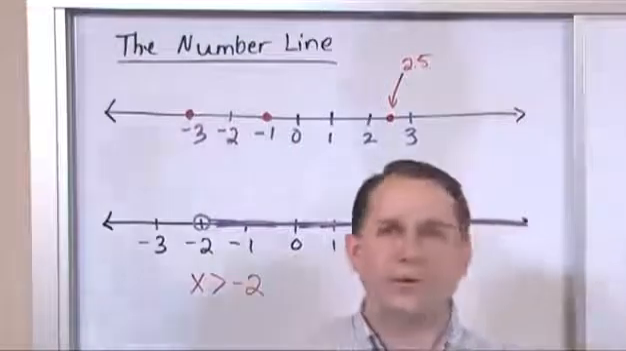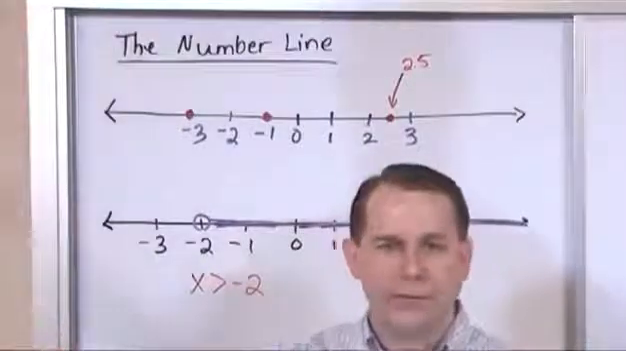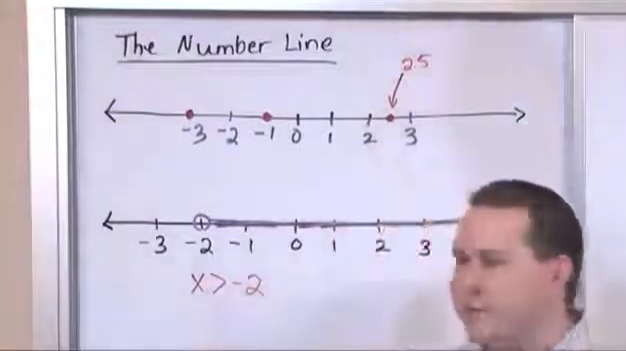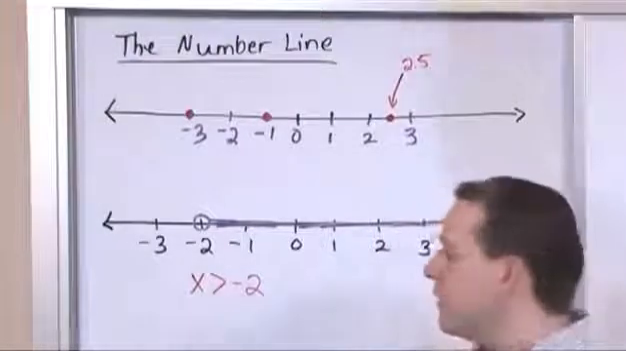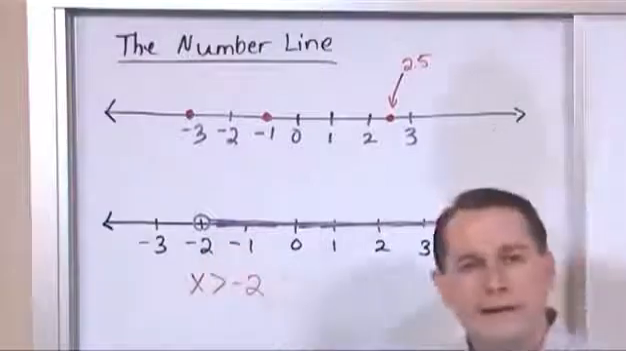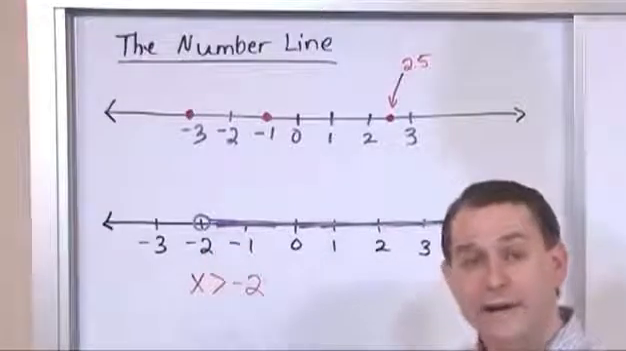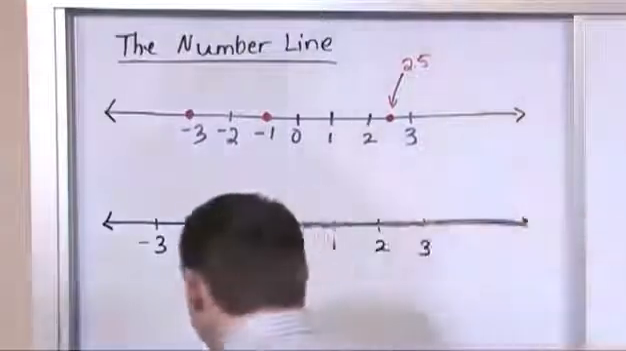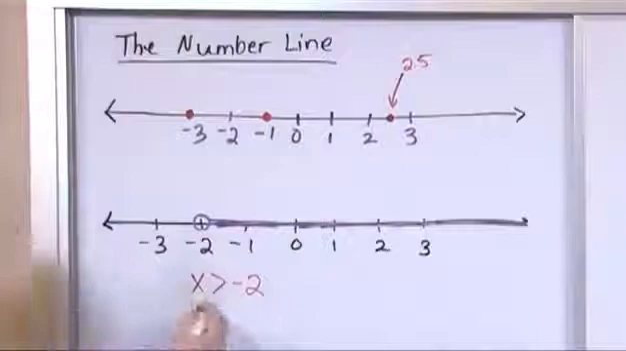So if something's greater than 1, it can't be 1. It has to be 2, 3, 4, 5, whatever. If something's greater than -2, you cannot include -2 in the answer, because we said it's greater than -2. So we put an open circle to remind us that -2 is not part of this answer, but everything bigger is.